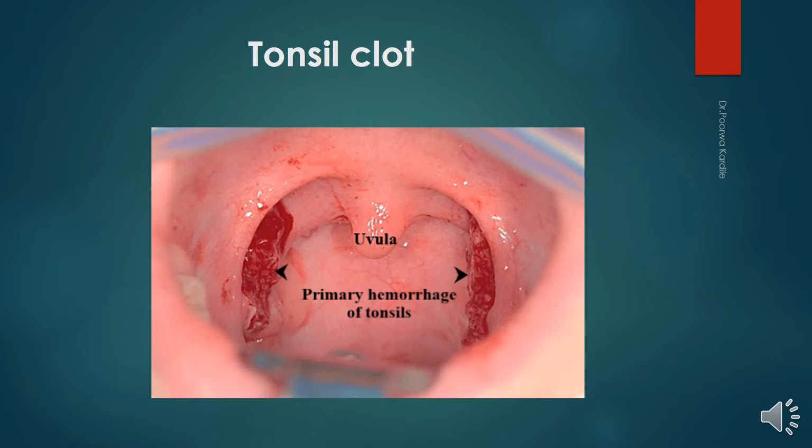Enlarged and infected tonsils are surgically removed by tonsillectomy by the guillotine method. So, hemorrhage after tonsillectomy is checked by removal of clots from the raw tonsillar bed, similar to the checking of postpartum hemorrhage from the uterus. So, uterus and tonsil are the only two organs in the body where bleeding is checked by removal of clots. In other parts of the body, clot formation is encouraged.